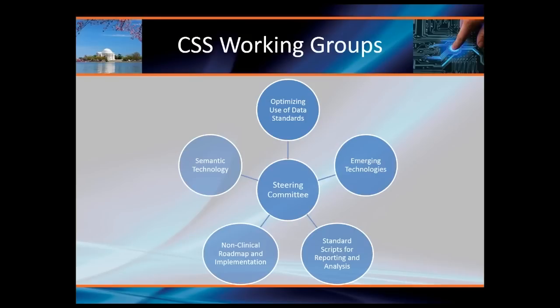All of those working groups revolve around a steering committee made up of industry and FDA to focus on aligning these groups and making sure we're moving in the right direction and managing the communication with external organizations.